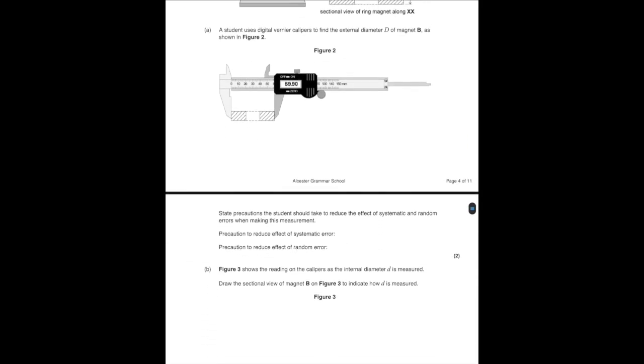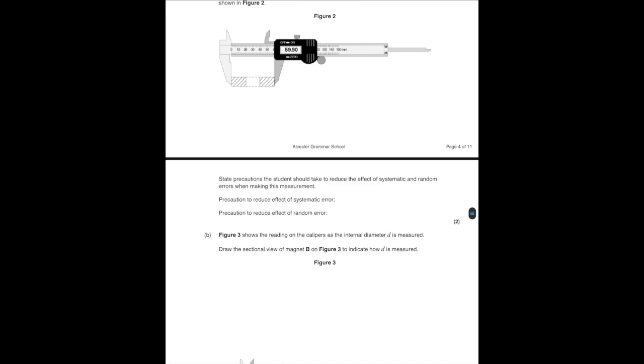So using calipers to take the measurements of diameter, the first thing you were asked to do was to suggest a way to reduce systematic and then random errors. Really important, if you still don't know what these are, read them from the summary sheet that I put together for you. Systematic errors are ones that occur time and time again. They affect each measurement by the same amount.